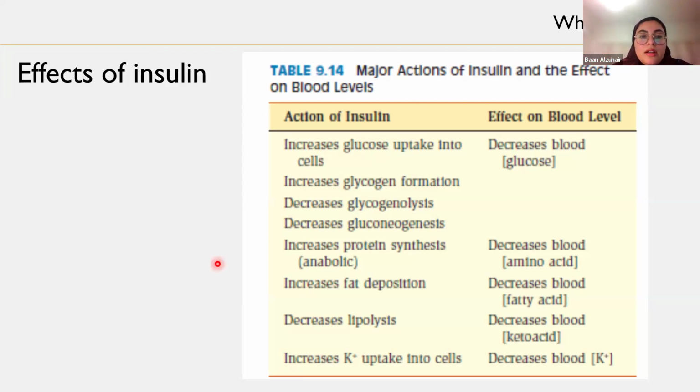So it also, as I said, decreases glycogenolysis, decreases gluconeogenesis, but it also increases protein synthesis. But this is done by increasing the uptake of amino acids from the blood. It increases fat deposition. This is done by the increase of the uptake of free fatty acids. It decreases lipolysis, and it increases potassium uptake into the cells. All of these are the actions of insulin. These actions have to be memorized and understood very well. This will help you to solve any question you get regarding insulin and glucagon also.